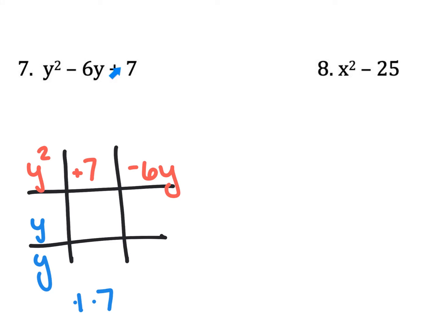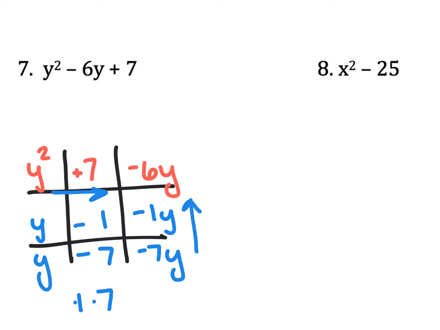And I need this to be positive, so that means my signs are the same as what? They both need to be the same as this one, negative. So I'm going to do negative 1 times negative 7, multiply across. I get negative 1y, negative 7y, and that does not add to 6.